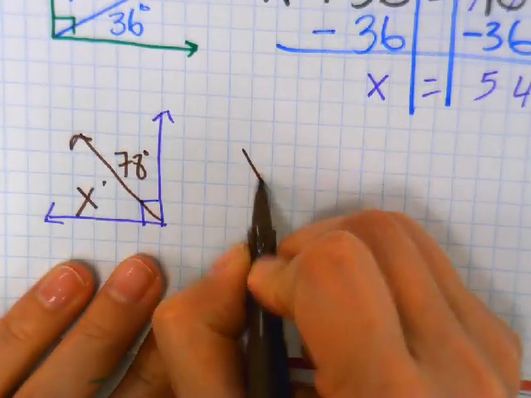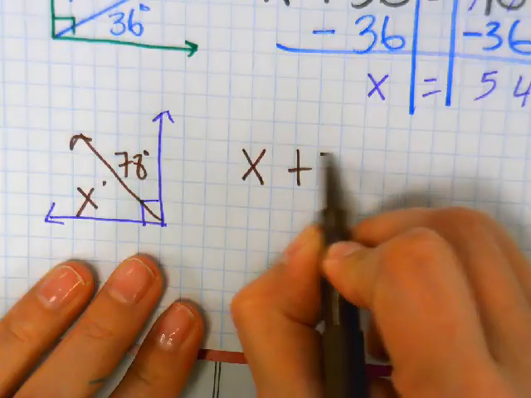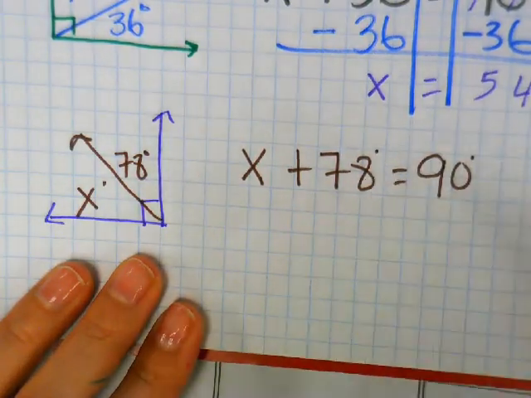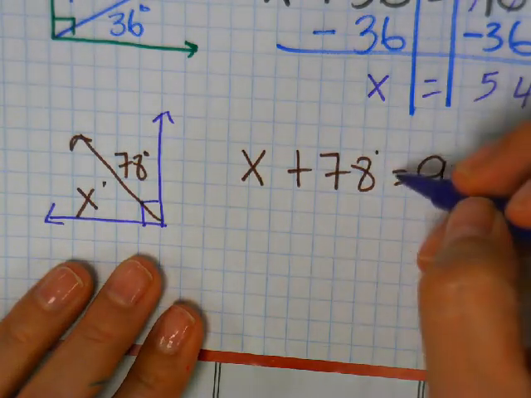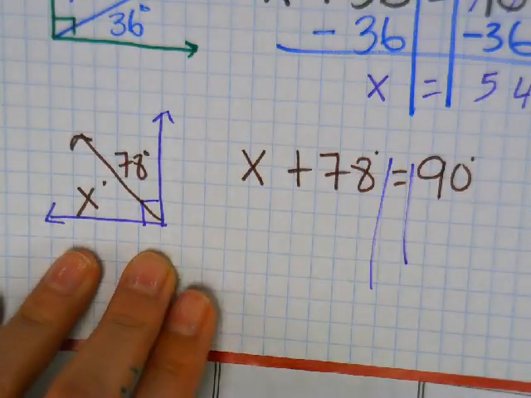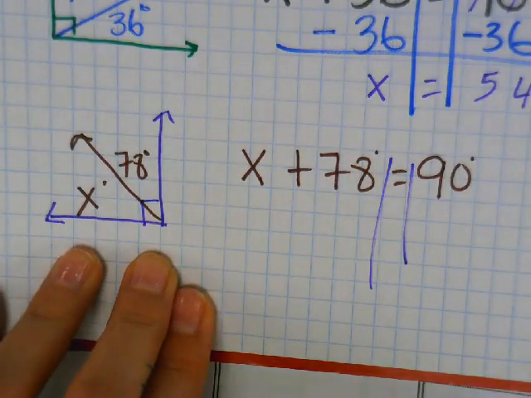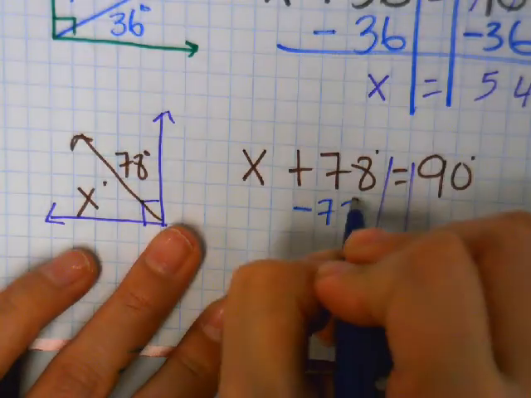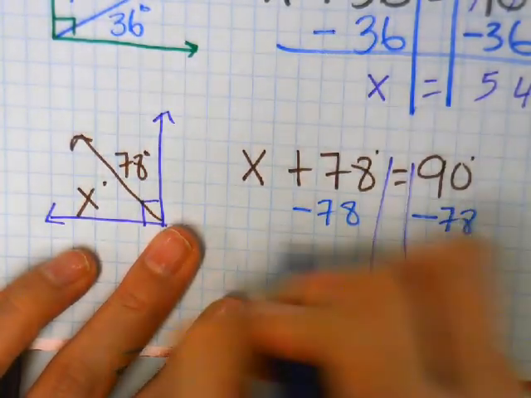All right. What equation do I write? X plus 78 equals 90. Cool. All right. Yes. I know. I get it. But there's a reason. There's a why. All right. How do I move the 78? Subtract 78.